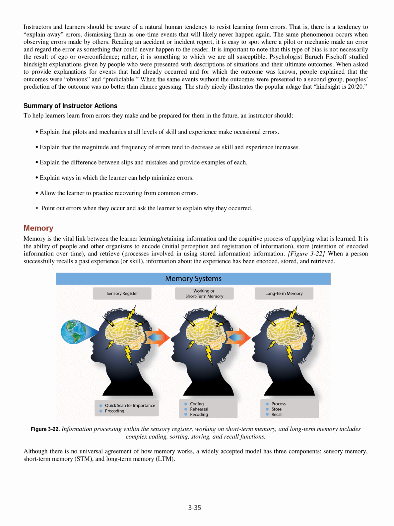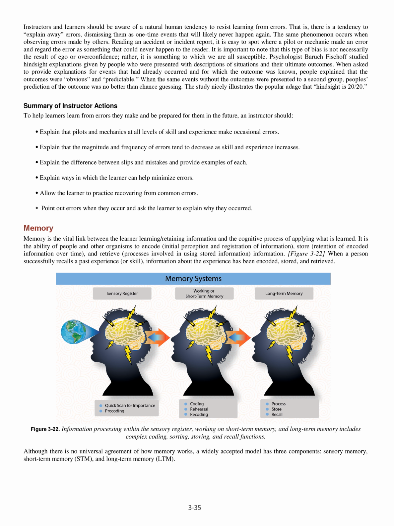Memory is the vital link between the learner learning/retaining information and the cognitive process of applying what is learned. It is the ability of people and other organisms to encode, the initial perception and registration of information; store, the retention of encoded information over time; and retrieve, the processes involved in using stored information.